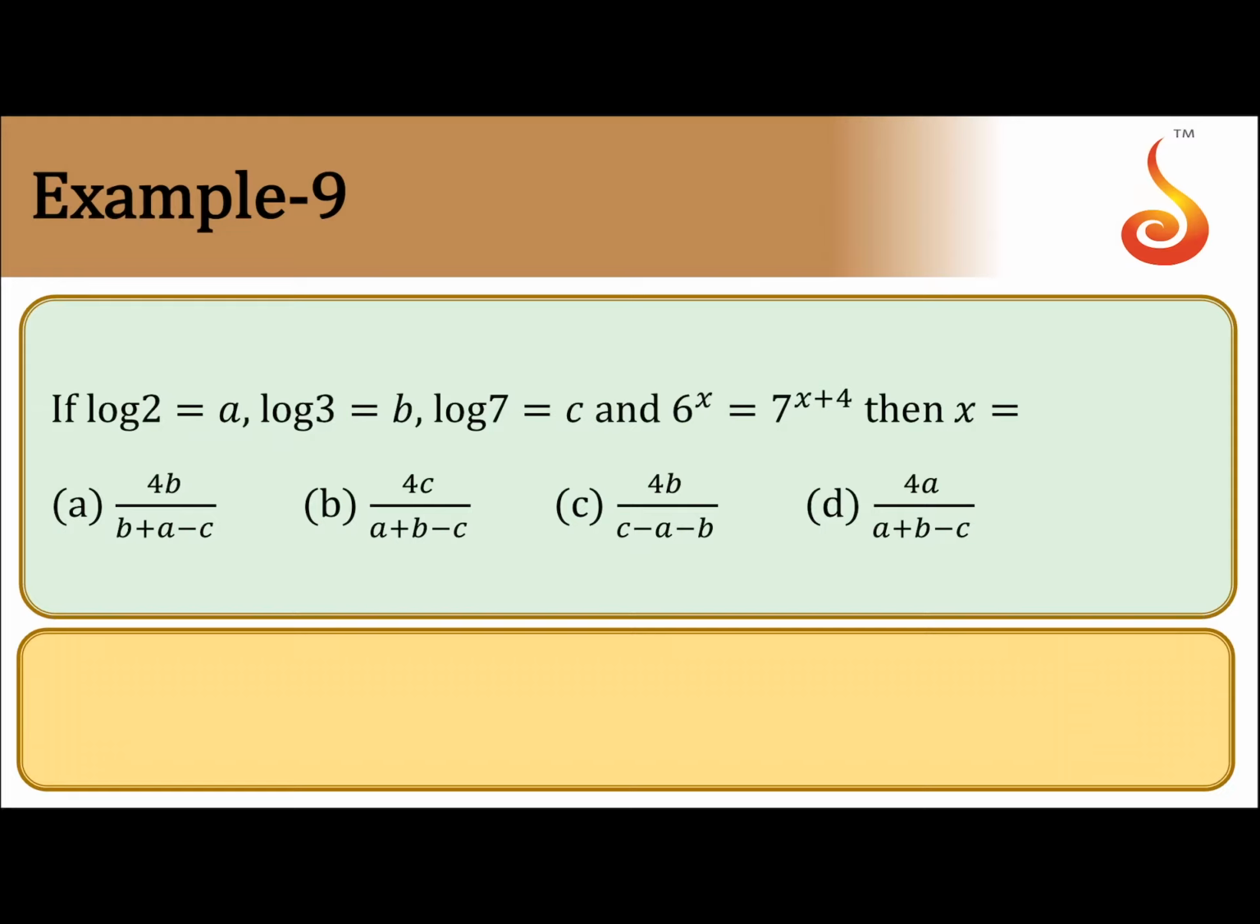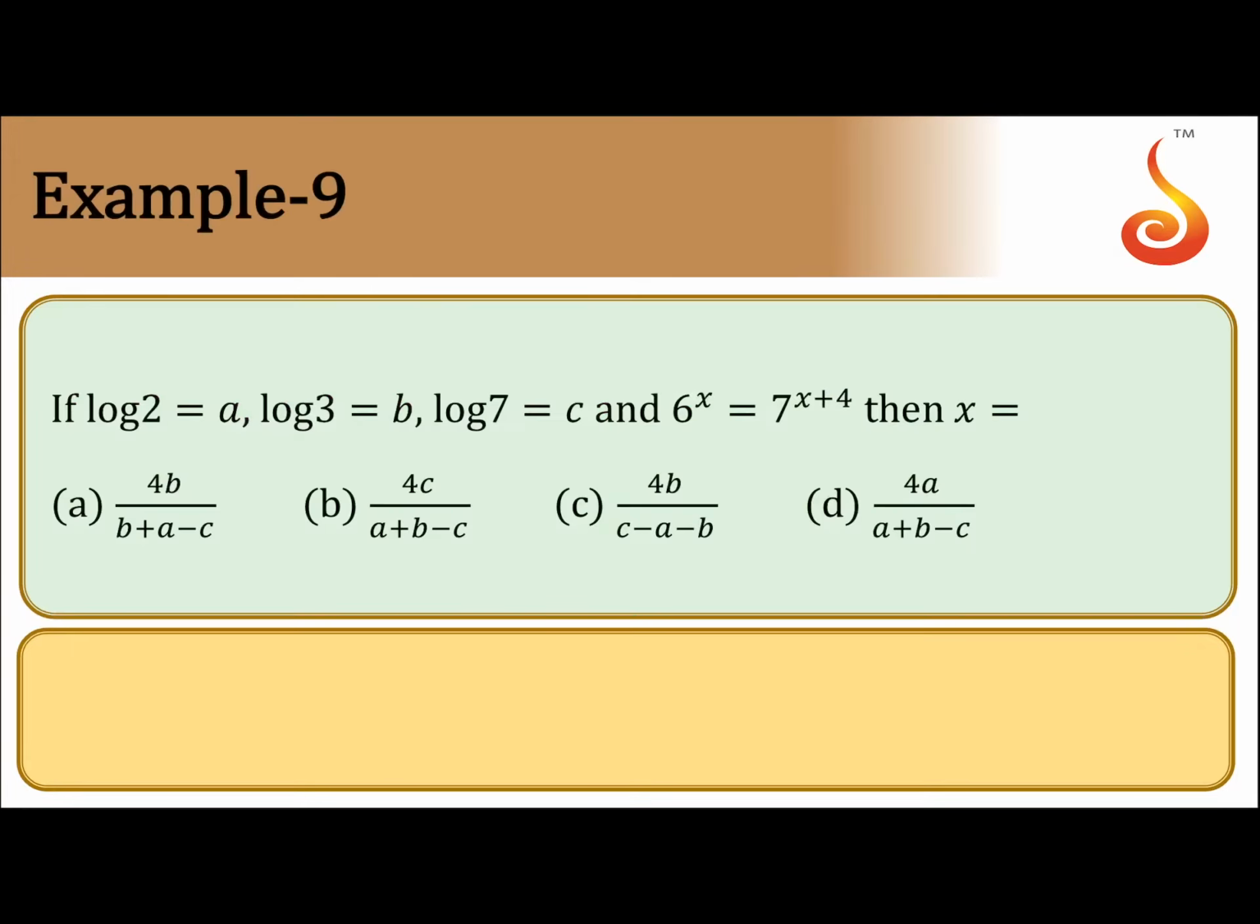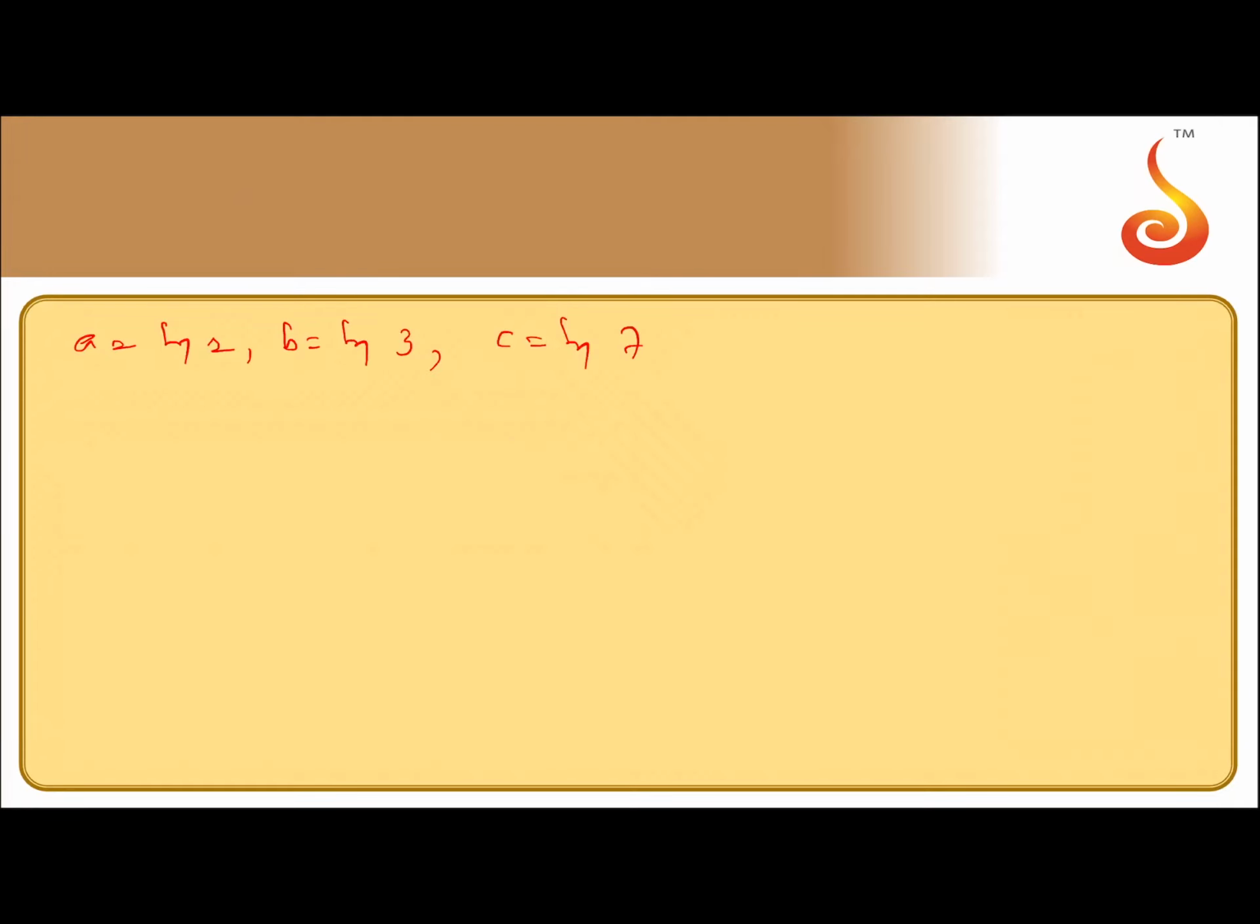b and c. Okay, let me take up here: 6 to the power of x is equal to 7 to the power of x plus 4, where a equals log 2, b equals log 3, and c equals log 7.